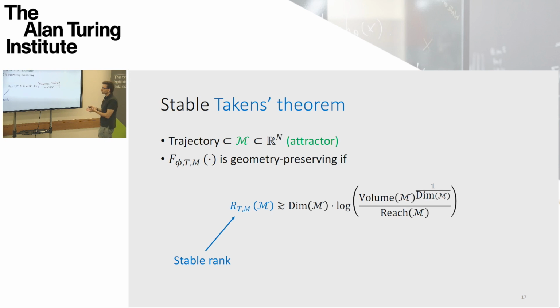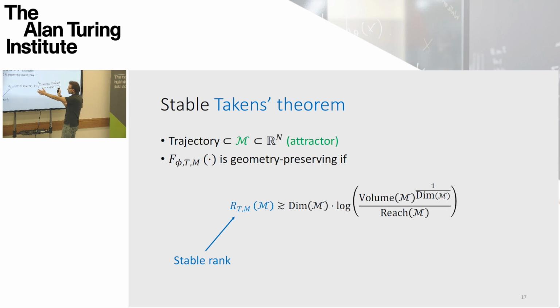All right, to answer that question, suppose that there is a surface or manifold M that envelopes the trajectory in the original space. This is usually called the attractor, in the sense that this enveloping manifold attracts the trajectory of the system from any starting point. Then this delay coordinate map is indeed a geometry preserving map if the stable rank of the system, which I'll introduce, is large enough.